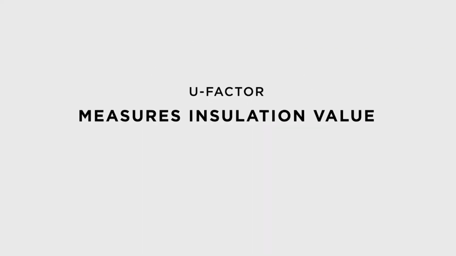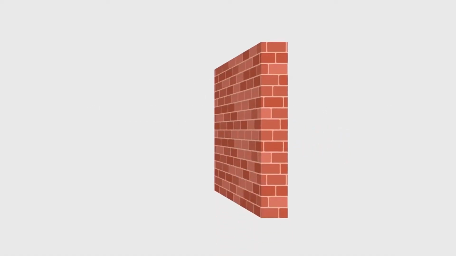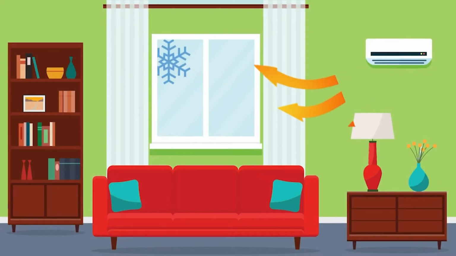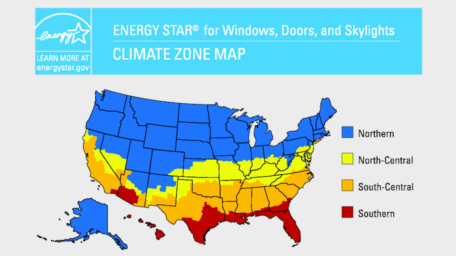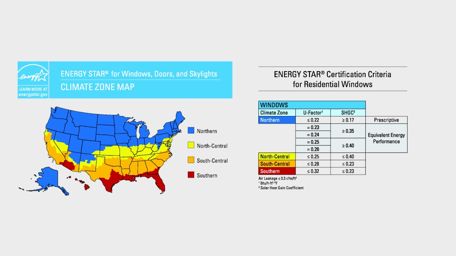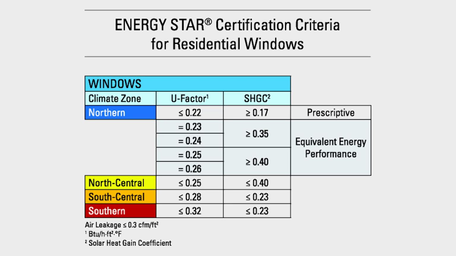U-factor is, simply put, a window or door's insulation value. More specifically, though, how much the product guards against heat transfer. Heat coming in during the summer and heat going out in the winter. Energy Star zones highlight the need for better U-factors where climate is most severe, and even offers flexibility in requirements in the north where higher solar heat gain coefficient numbers might be helpful.